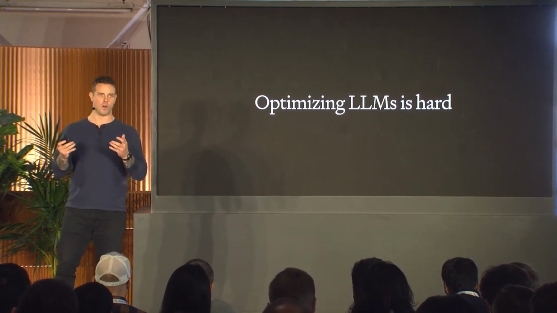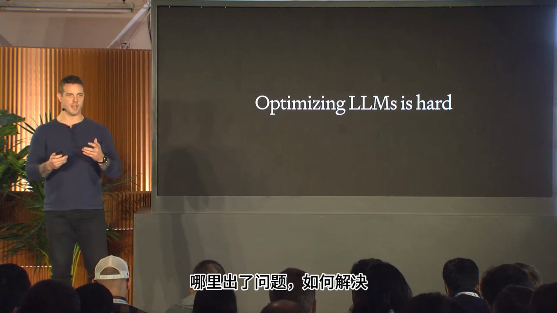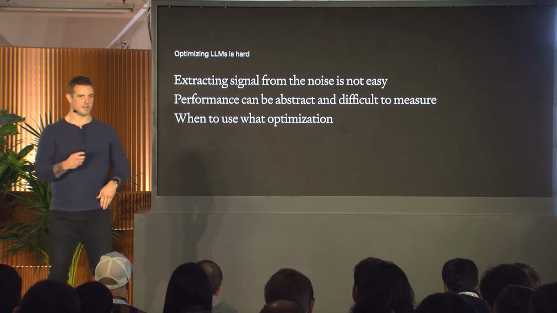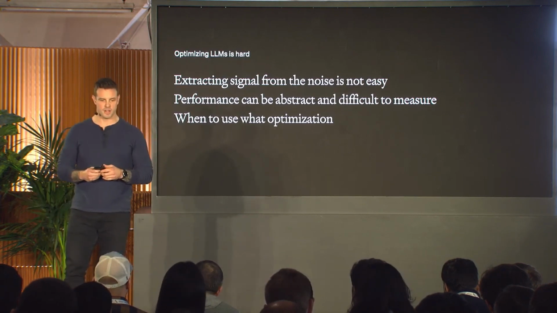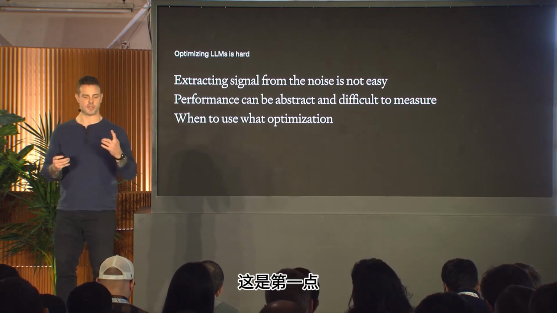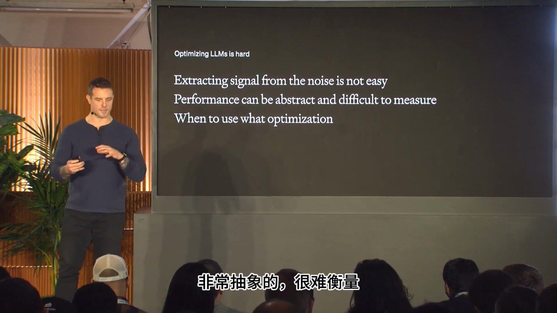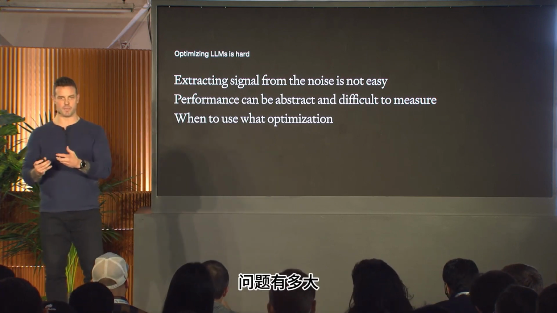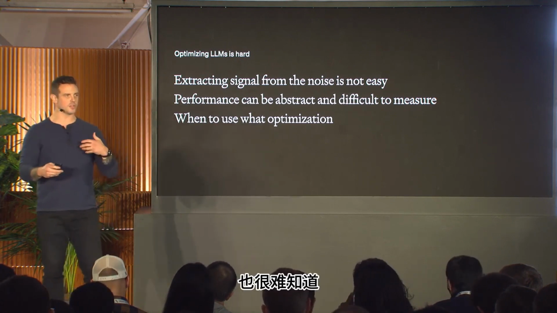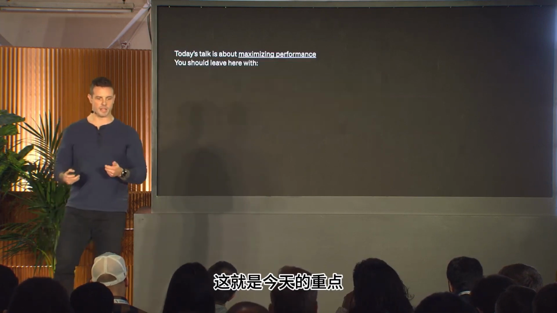I think that's what we're hoping to show you today: a framework to figure out what is going wrong and how to approach it, and then the tools that you can use to solve things. Starting with the reasons why it's hard. First, it's hard to separate the signal from the noise to know exactly what the problem is. The second thing is that performance can be really abstract and difficult to measure with LLMs. So it can be really difficult to know how much of a problem you have. And even if you know what the problem is and how much of a problem you have, it's also difficult to know which approach to use to solve the problem that you've identified. So that's really the focus for today.